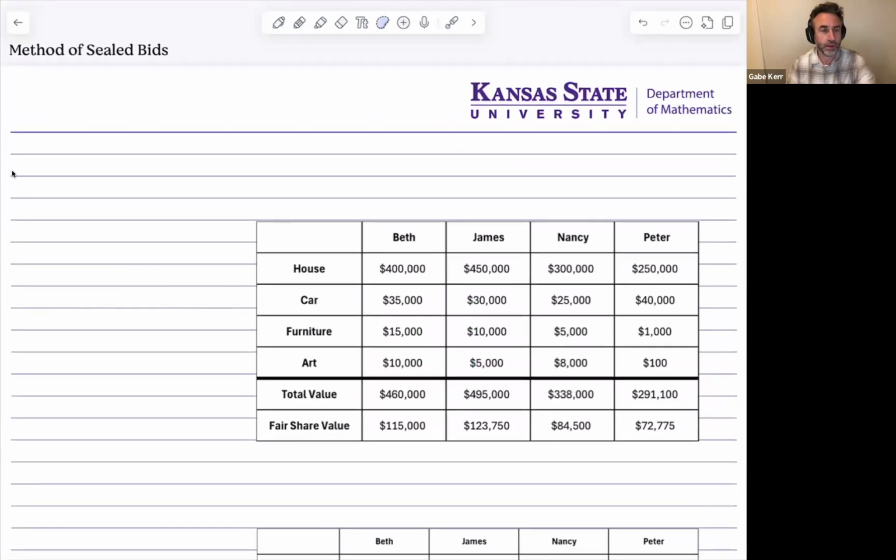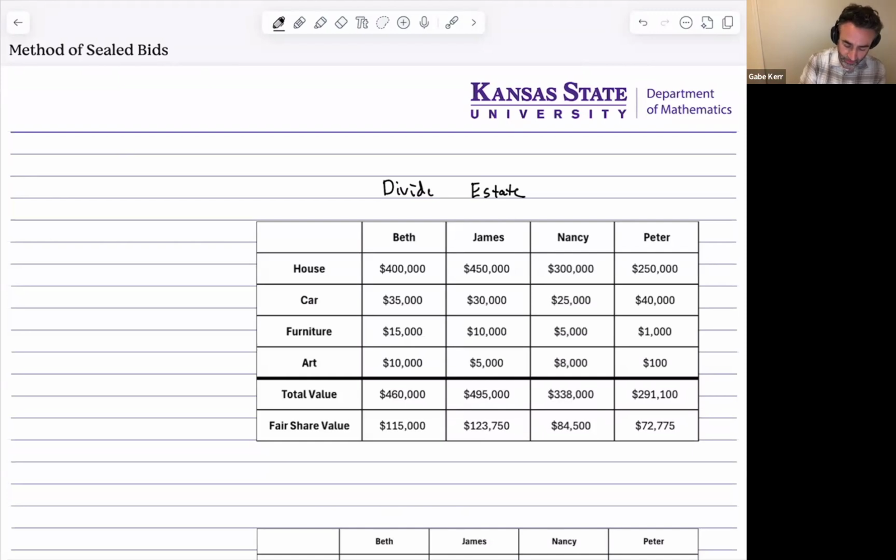Hey everyone. In this video, we'll talk about the method of sealed bids. This method applies often to when you're trying to divide an estate, and that's the example we're going to seize hold of for this particular video. So we're thinking about dividing an estate. And I'm going to take us step by step through this method, and then we will see an example in the next video of how we can determine all of these numbers.